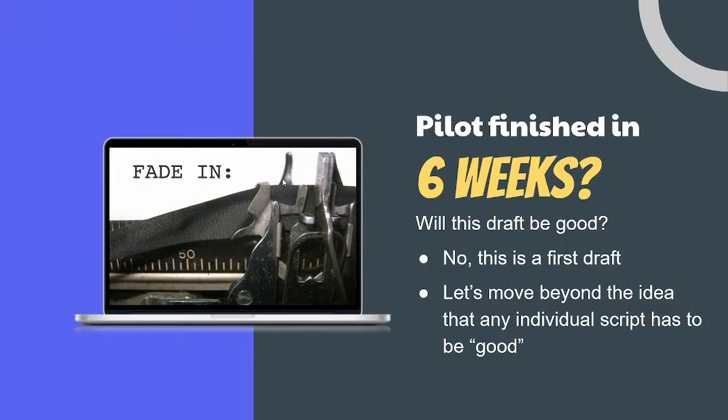Okay, so pilot finished in six weeks. Will this draft be good? No, it's a first draft, and if you're just starting at this, there's no reason you would be good at it right away. In the same sense that if you were just starting painting, your first painting is not going to probably be hung in a museum.